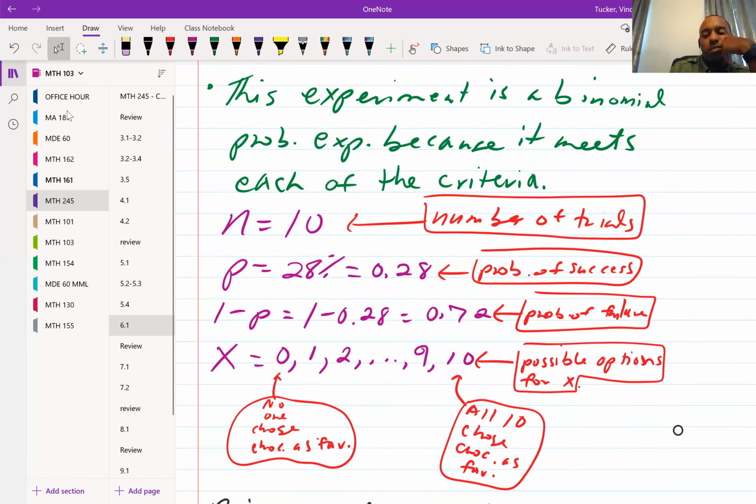X represents the number of successes. N is the number of trials. P is the probability of success.